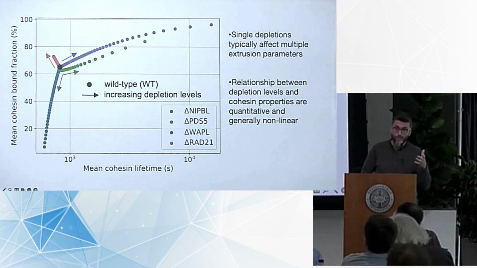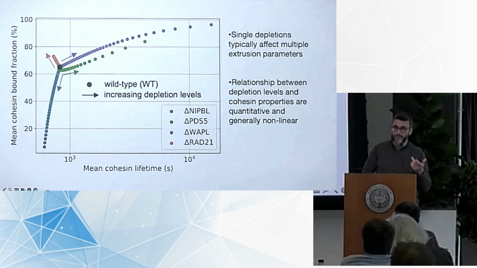And actually, more importantly, for interpreting experimental data, even in this very simple model, depletions of a single regulator can often modulate more than one parameter. We also find that the relationship between the depletion levels and the extrusion properties is generally nonlinear.